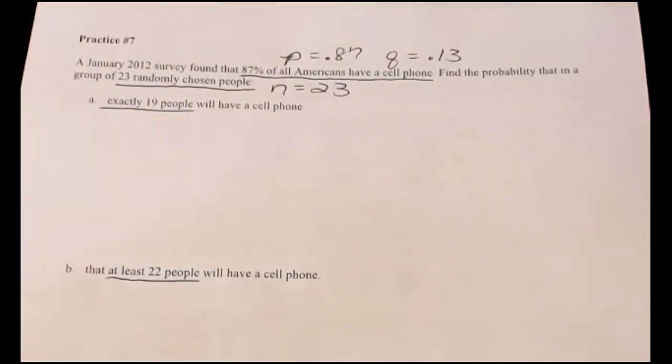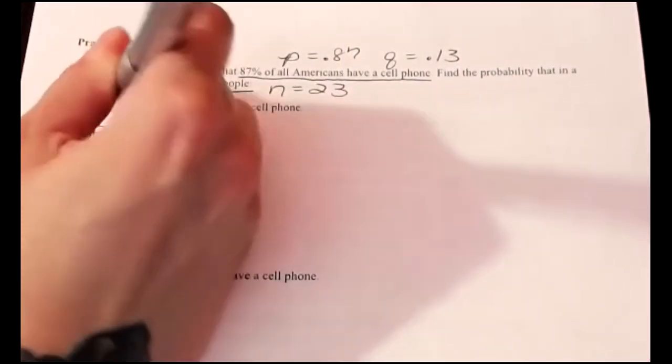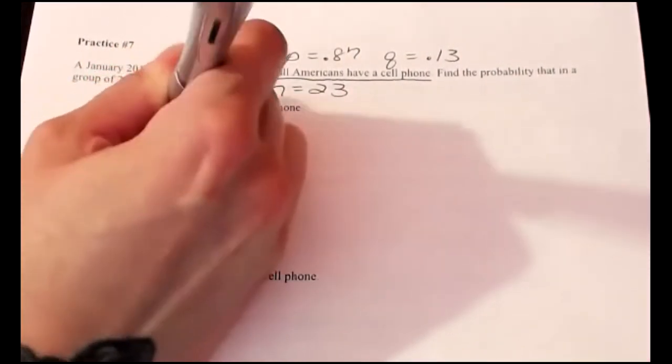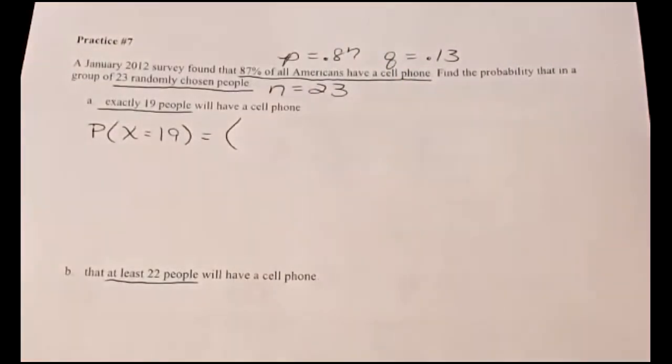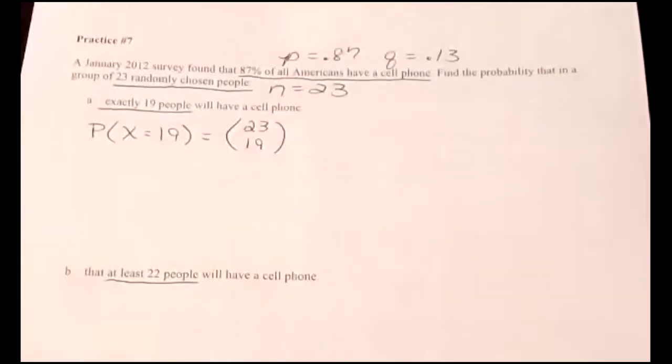So for the first one, we want to find the probability that exactly 19 people will have a cell phone. So let's write out our probability the appropriate way. We have X is equal to 19. We know that we start with the total number, which is 23. We're going to choose 19 of them, right?